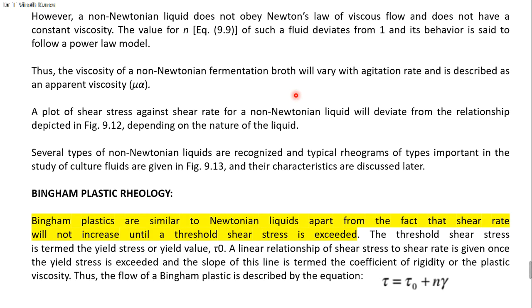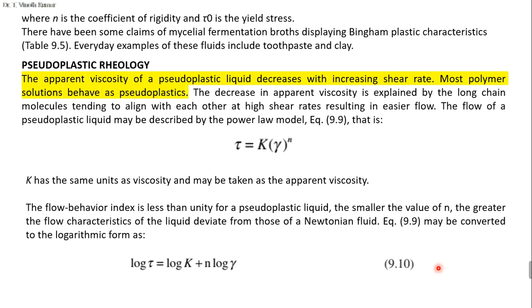And coming to the different types of fluids, first we can look at the Bingham plastic rheology. The Bingham plastics are similar to the Newtonian fluid, as I just explained, apart from the fact that shear rate will not increase until the threshold shear stress is exceeded. This is the formula applied for the Bingham plastic: tau is equal to tau 0 plus n gamma. Here n is the coefficient of rigidity, and tau 0 is the yield stress. Both are to be remembered.